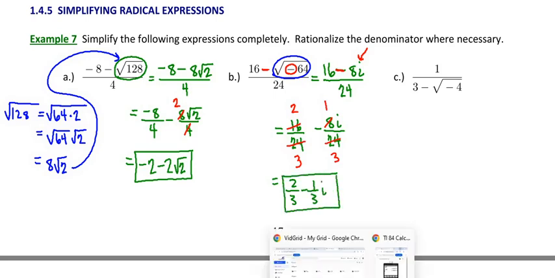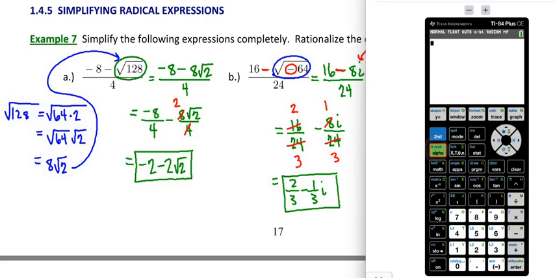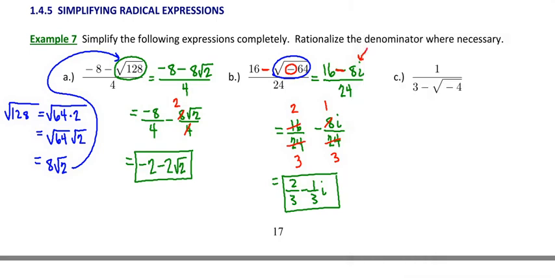Let's double check this with the calculator. Typing in our original problem, we have 16 minus the square root of negative 64, divided by 24. Remember, your calculator needs to be in complex mode in order for it to correctly simplify square root of negative 64. And we have 2/3 minus 1/3 i. So we did a good job.